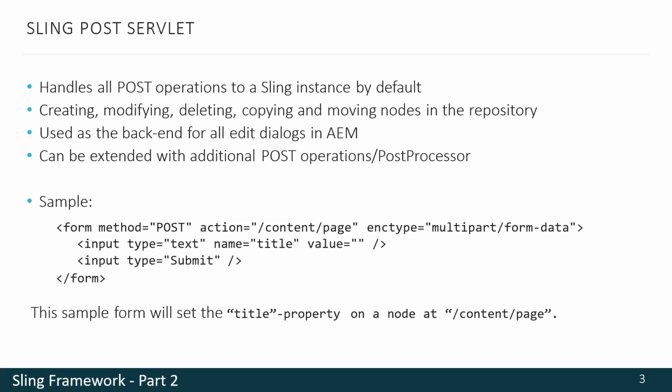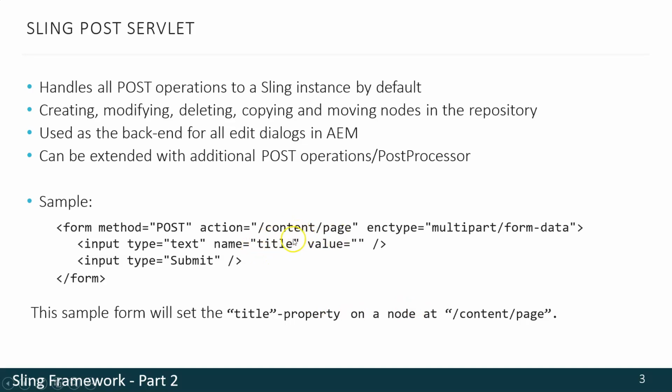Sling Post Servlet is one of the key features of Sling. It handles all post operations to a Sling instance by default. This servlet provides the possibility to create, modify, copy, move, and delete resources. It can be extended with additional post operations and post processors. The servlet can be called with a standard form submission, as you can see in this example.